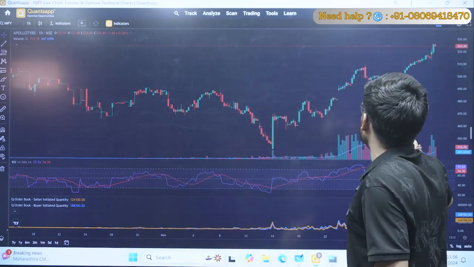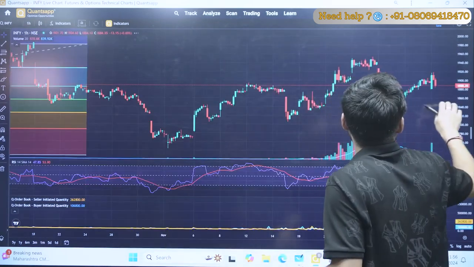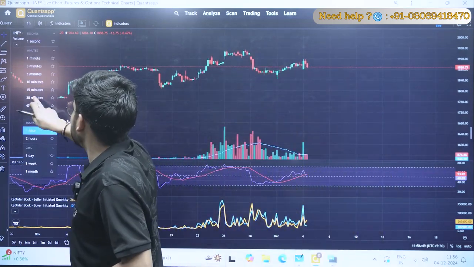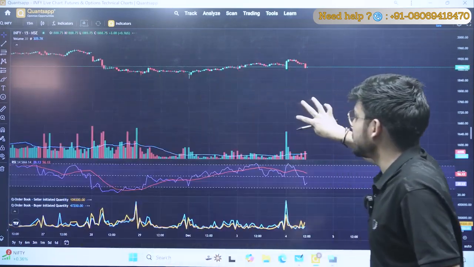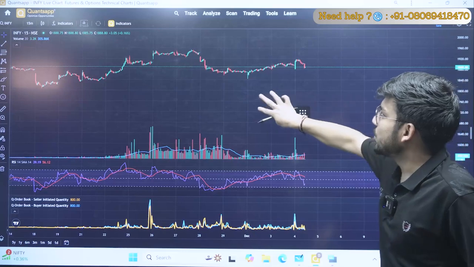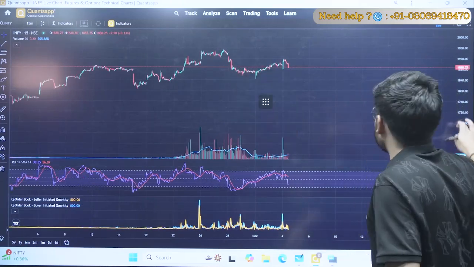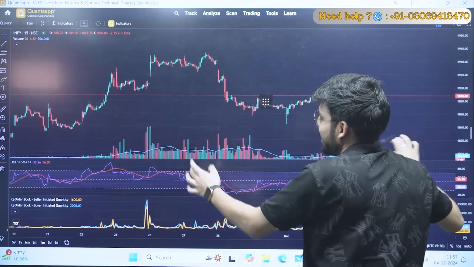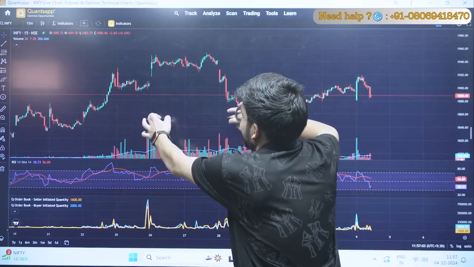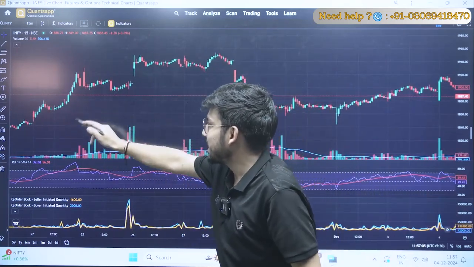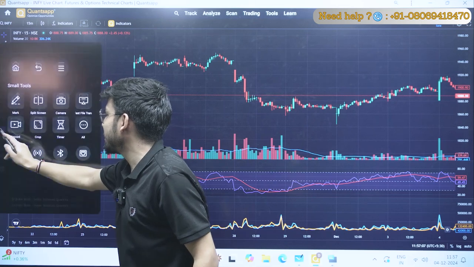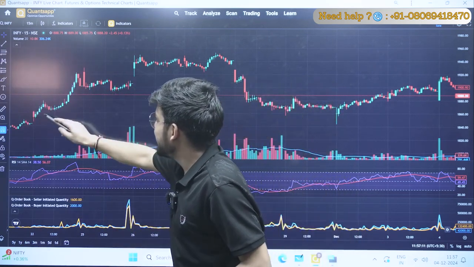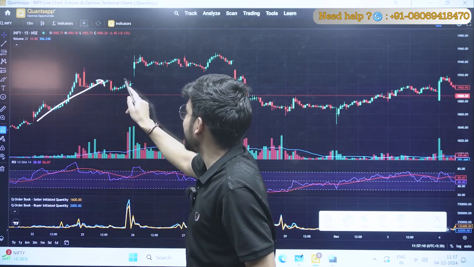I am analyzing Infi in 15 minutes. Now in Infi, you can see there is a very good example of the last kind of gap that we talked about. You can see the market went upwards. Let me select the marker from here as well. Okay, perfect. So you can see the market went in the upward direction, and your market closed here.